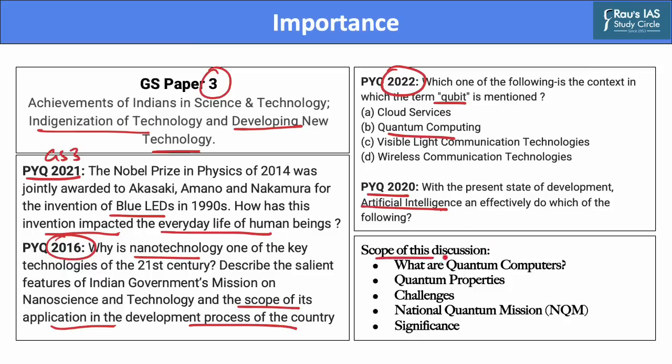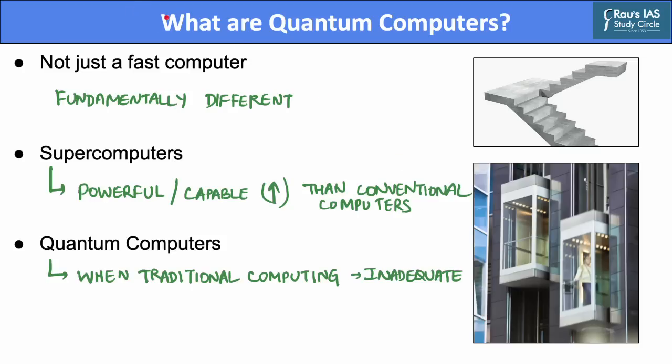Thus, in the scope of this discussion, we will first understand what quantum computers are. Then, we will understand the properties that quantum matter exhibits. Further, we will also discuss the challenges associated with the development of quantum computers. Moving on, we will discuss the National Quantum Mission and its features. In the end, we will conclude by establishing the significance of such development for India. Now first, let us understand what quantum computers are.